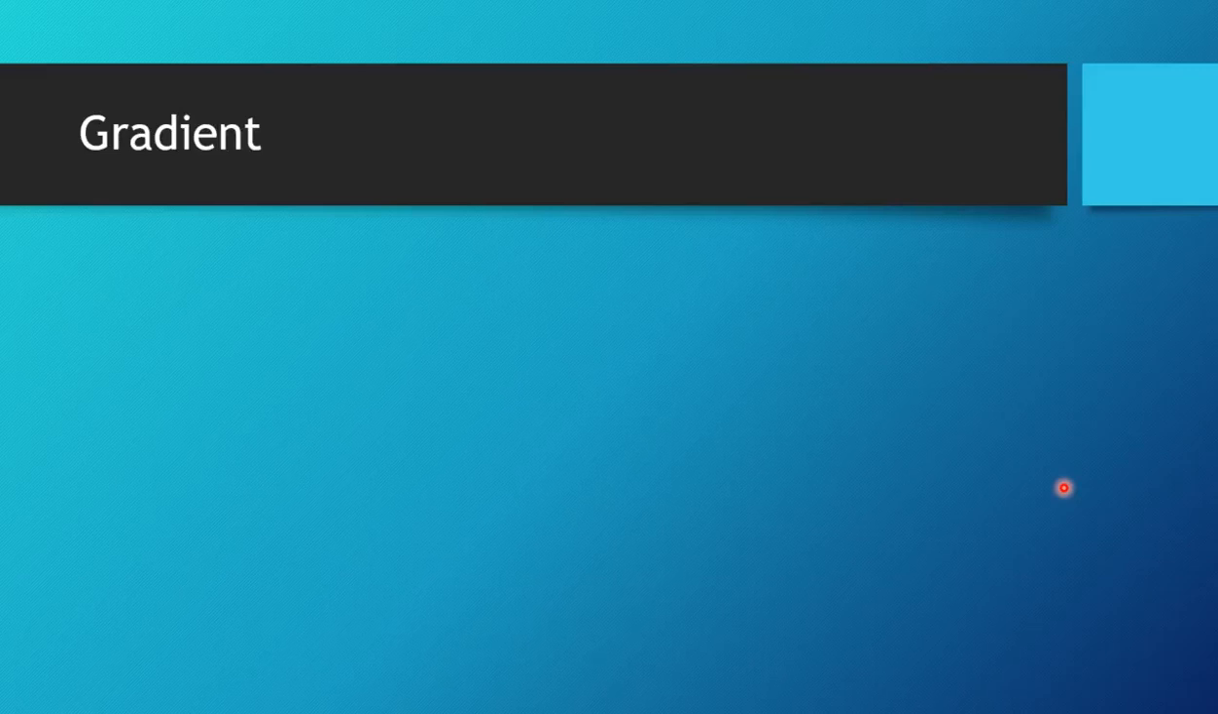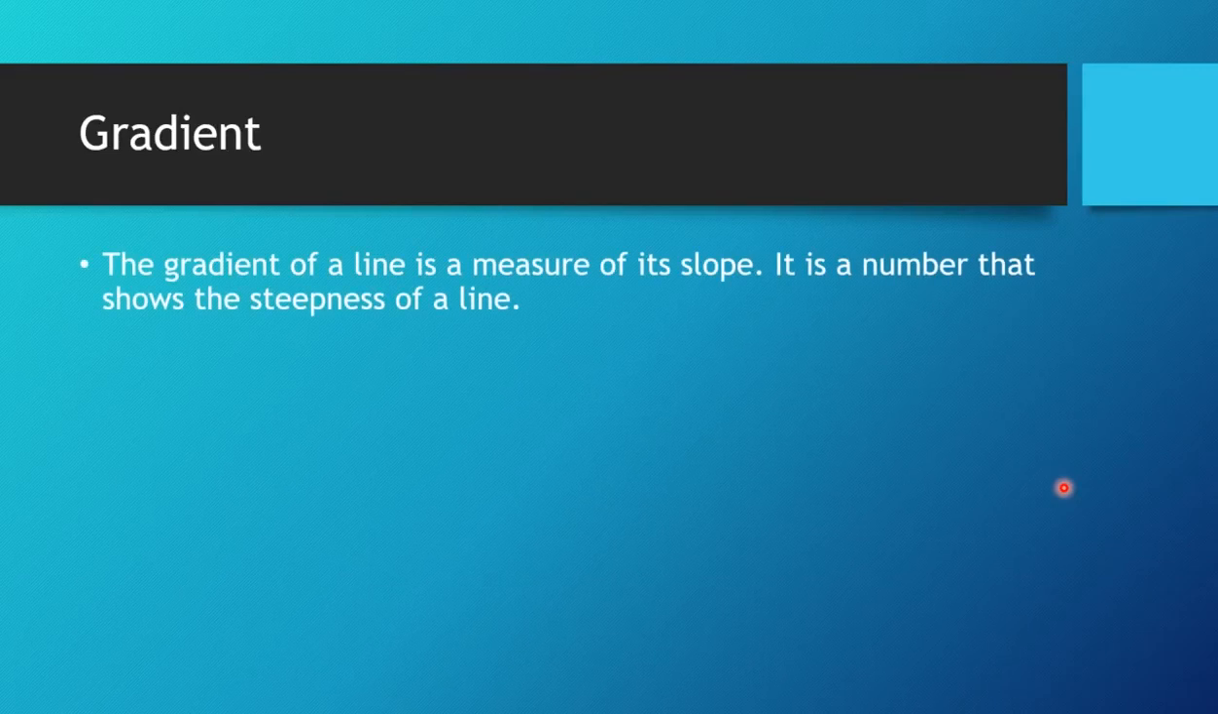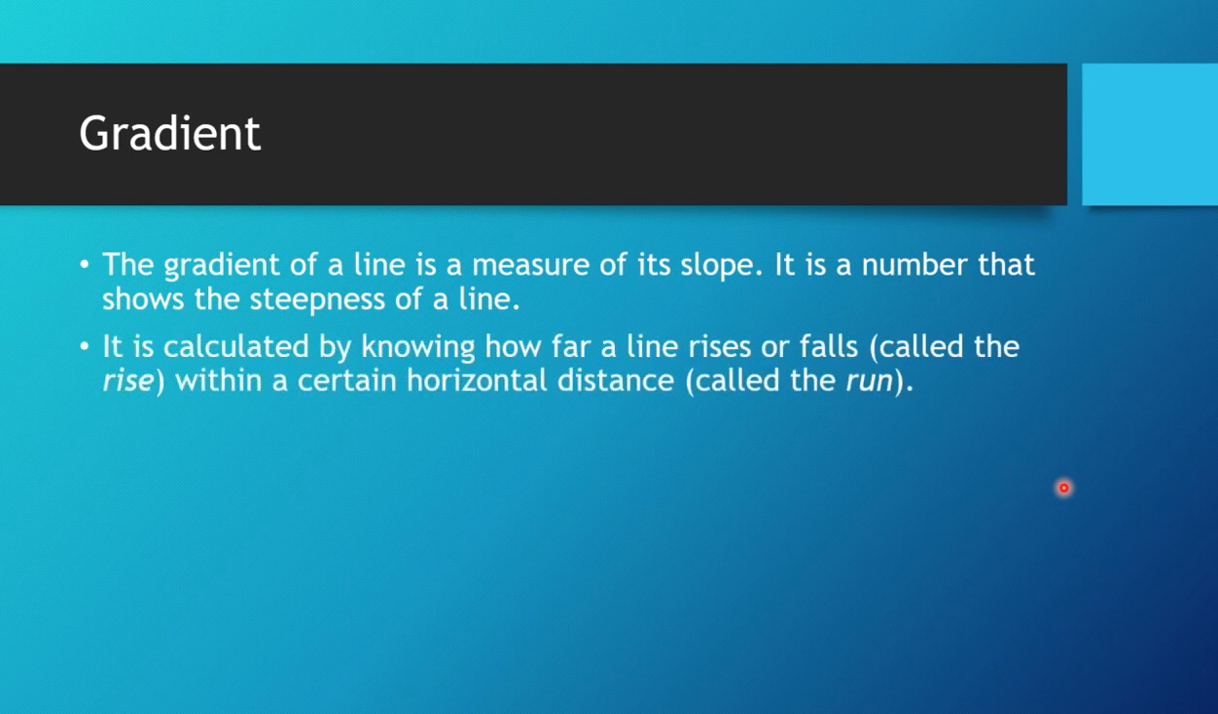Look at the gradient. The gradient of a line is a measure of its slope. It's a number that shows the steepness of a line; the greater the gradient, the steeper its slope. It's calculated by knowing how far a line rises within a certain horizontal distance, which is called the run.